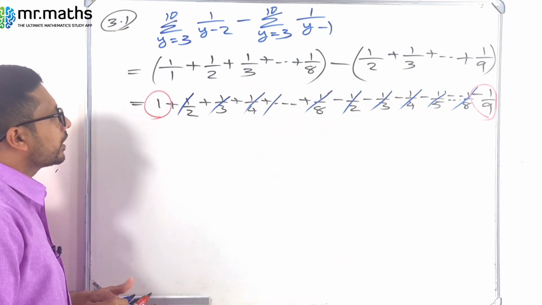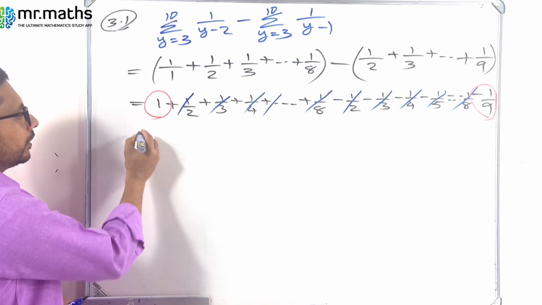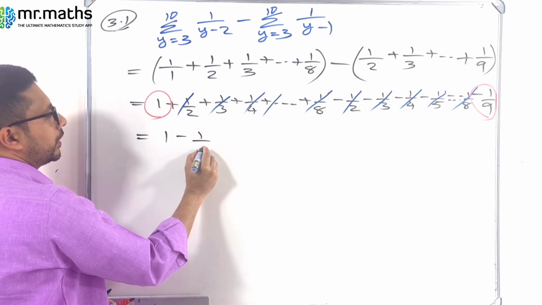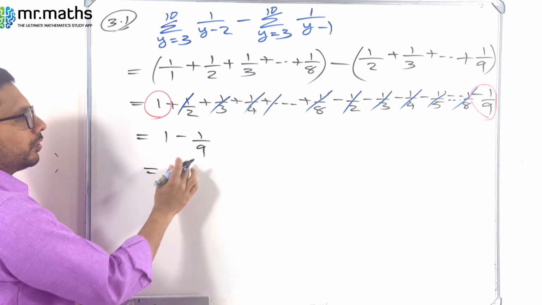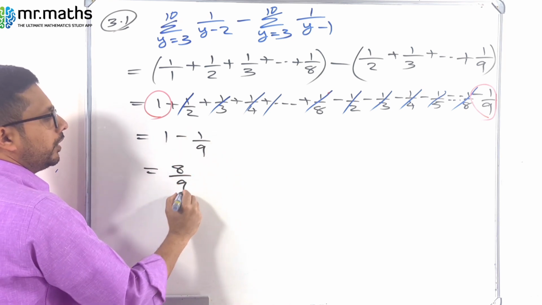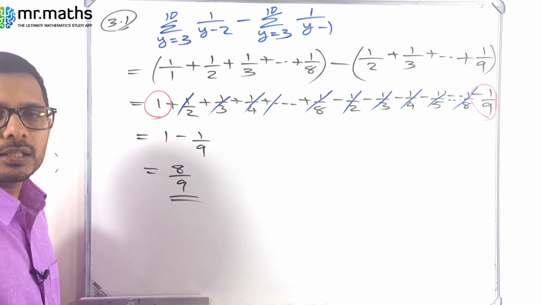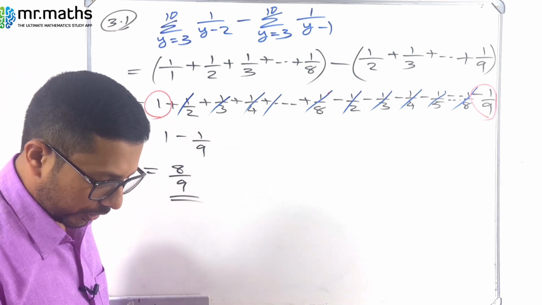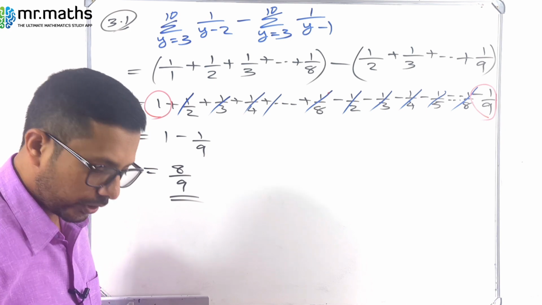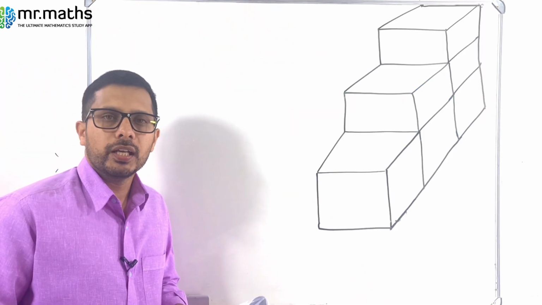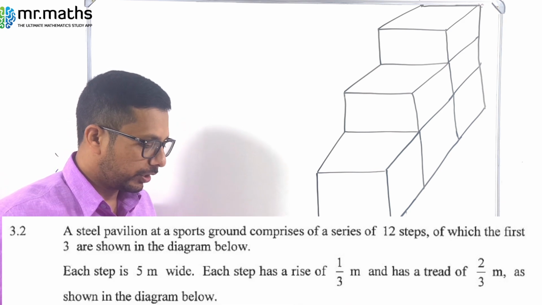Okay, so what is that remaining one? This is 1 minus 1 over 9. So 9 into 1, 9. 9 minus 1 is 8. 8 by 9. So the answer is 8 over 9. Okay, so that is question number 3.1. Now let's move to the next question, 3.2.